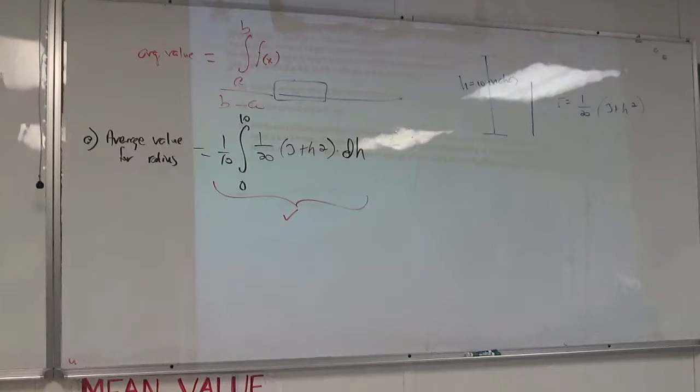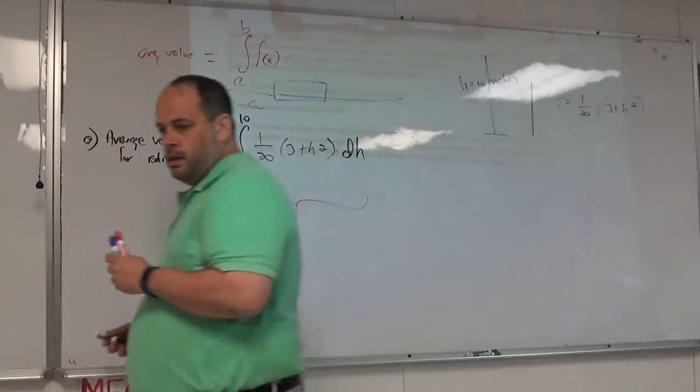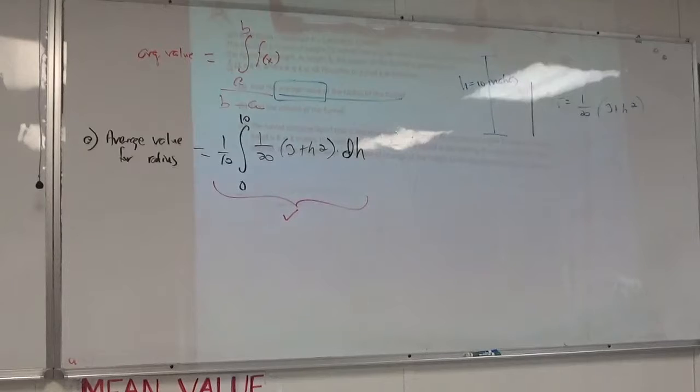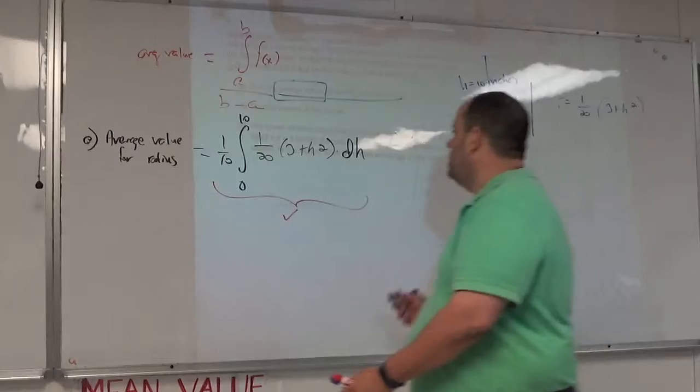I was thinking of putting h, like this. Instead of y, we put h, going in h as well. Lots of options here about how you want to proceed. Oh, because that's the average, like from 0 to 10.